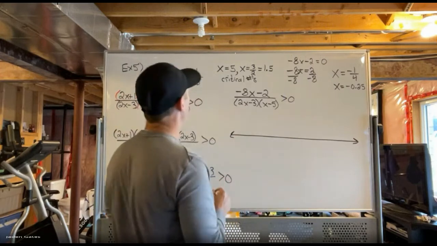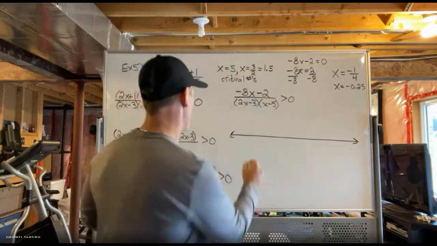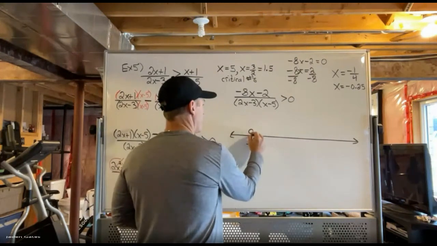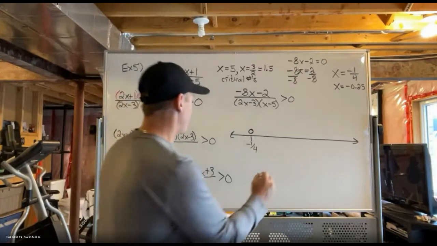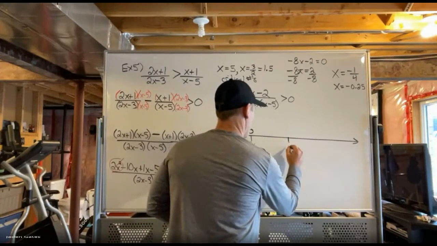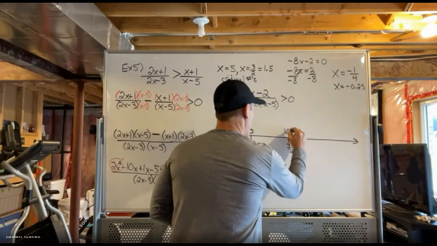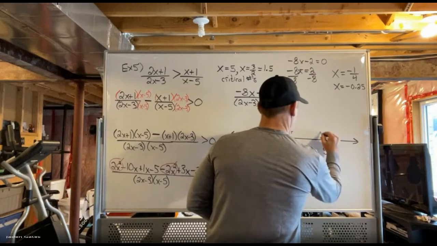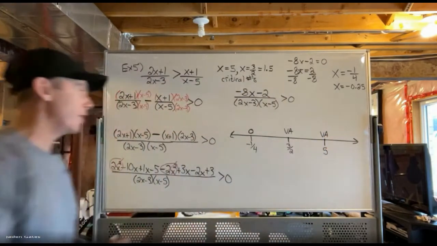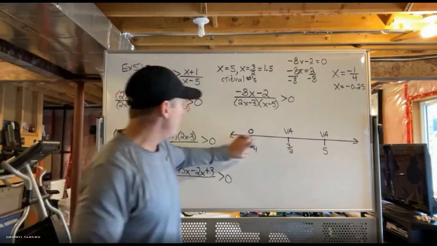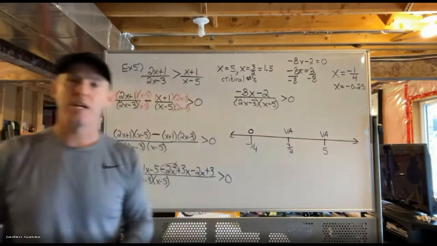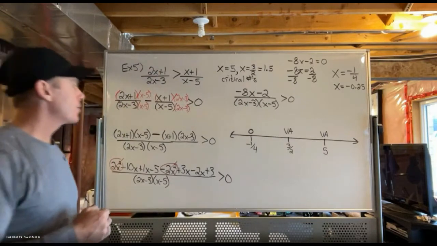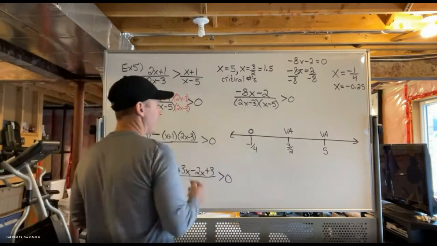All right, so what numbers we got here? 5, 1.5, and negative a quarter. All right, so there's negative 1/4. I get a 0 there. Then I got a 3/2, so I'll put that right here. We have a VA, vertical asymptote there, and then 5, where I also have a vertical asymptote going on there. So I'm going to have to check out 1, 2, 3, 4 different intervals to see when this inequality is true.